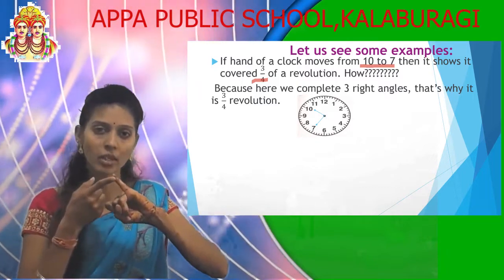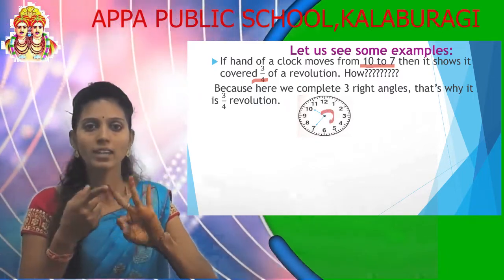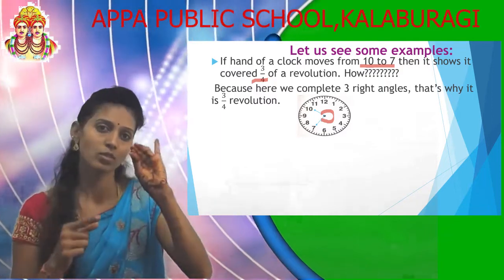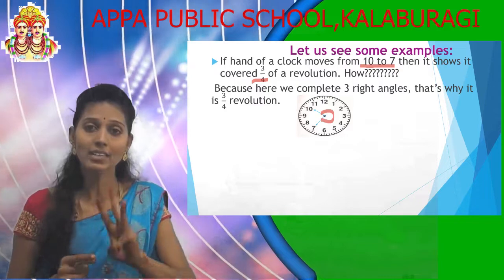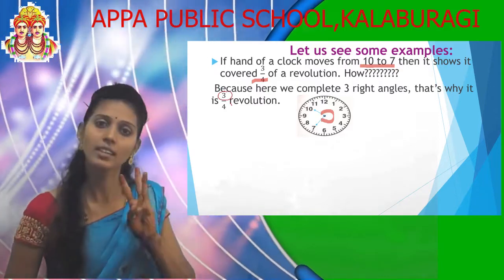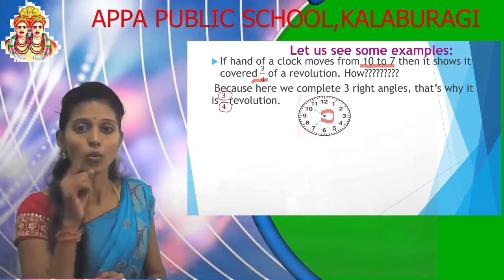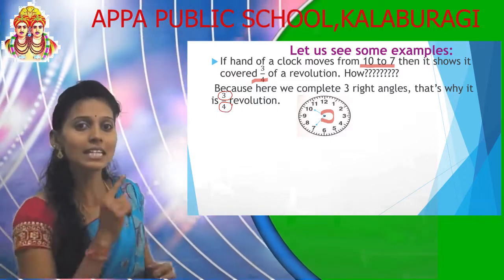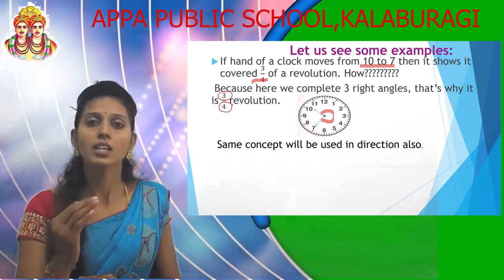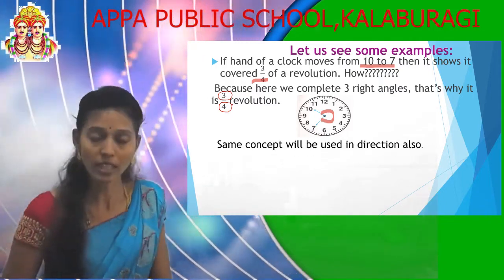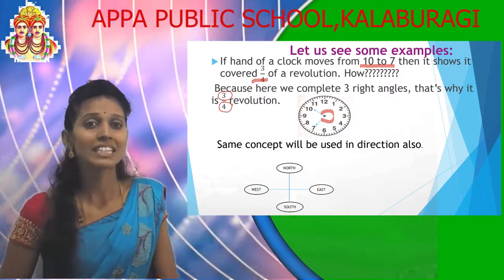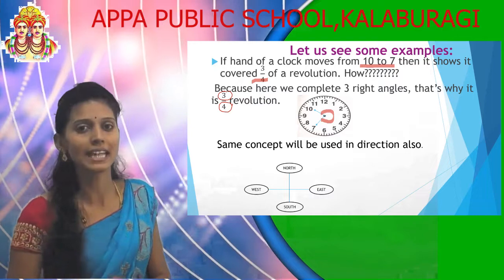10 to 11, 1 hour, 12, 1, 2, 3, 4, 5, 6, 7, total 9 hours, right? So 9 hours gives you 3 right angles. 3 hours, 1 right angle. Then 9 hours gives you 3 right angles. Out of 4 right angles, it covers 3 right angles, right? That's why it shows 3/4 of a revolution. Got it? The same concept will apply for direction also. Come on, let us see that too.